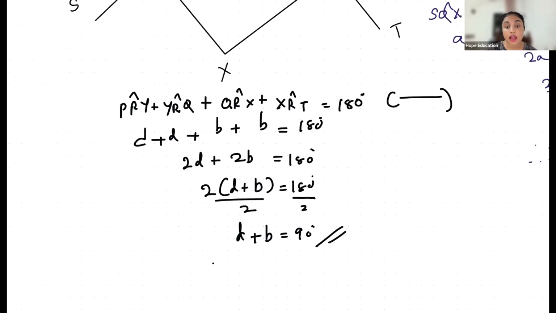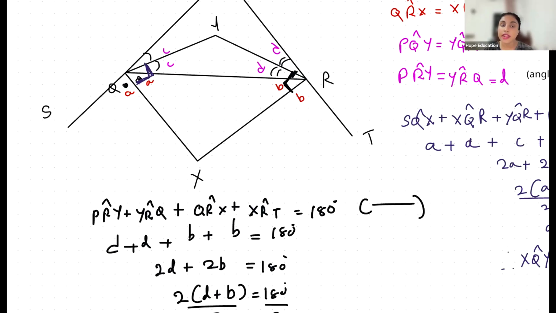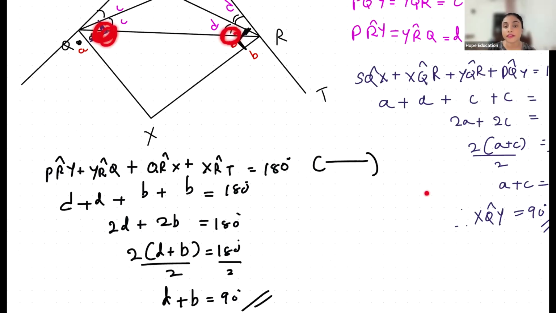Therefore, XRY is also 90 degrees. Then look at XRY and XQY. So XRY is this one, XQY is this one. They are both 90, so when you add them up, it will be 180. And we know in a cyclic quadrilateral, opposite angles are supplementary.